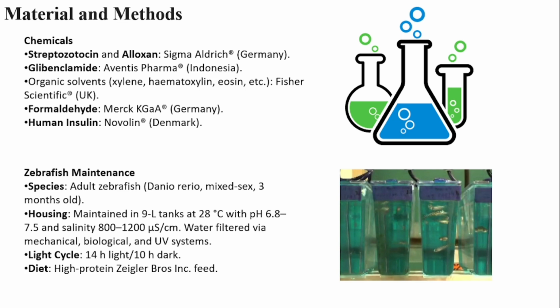For zebrafish maintenance, this paper uses adult zebrafish of mixed sex and 3 months old, maintained in 9-liter tanks at 28 degrees with pH 6.8 to 7.5, and the light cycle is 14 hours light and 10 hours dark. It's a standardized protocol for maintaining the zebrafish. For the diet, they're using high protein commercial food.